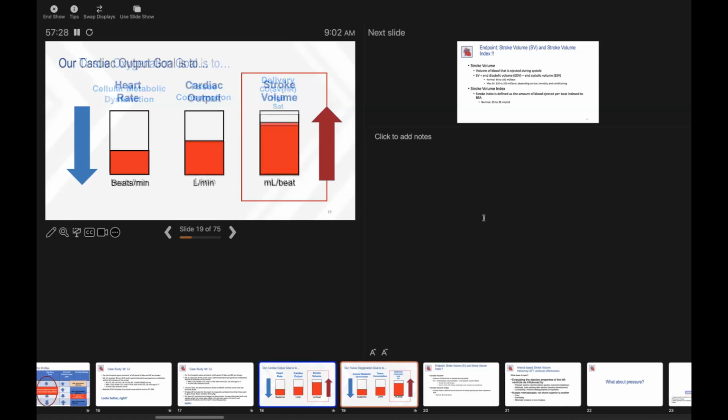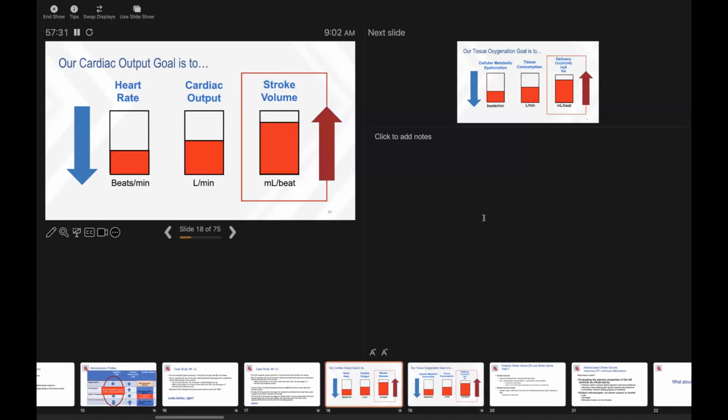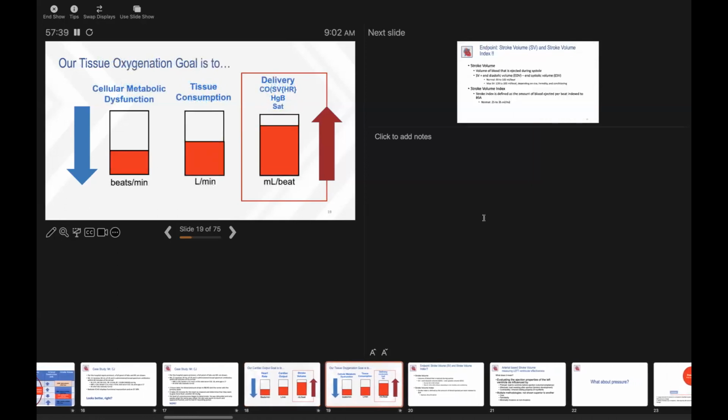So my goal in shock is to increase your stroke volume, and I see your heart rate come down, but you have a good cardiac output, and to improve your oxygen delivery. Normally, I'm going to do that by enhancing your cardiac output. It's not really effective. Typically, we don't give red blood cells unless our patient is completely resistant to all other therapies. And I want to see that your metabolic acidosis starts to clear. So your metabolic dysfunction decreases as I increase the delivery of oxygen. That's my goal in shock.